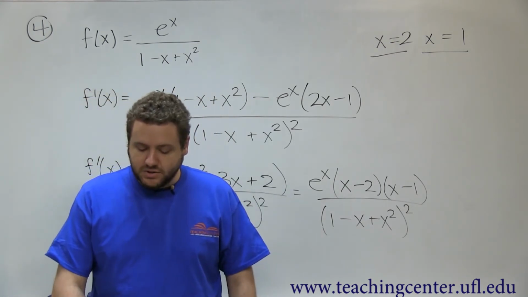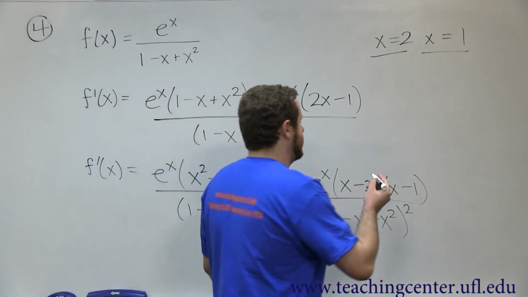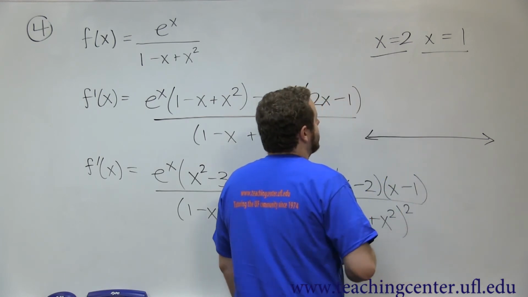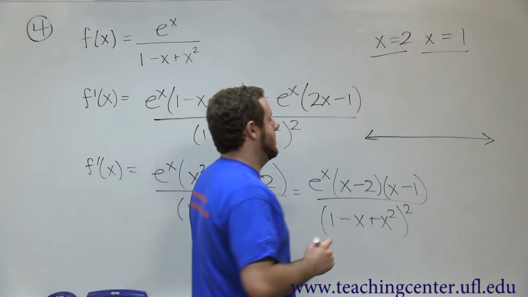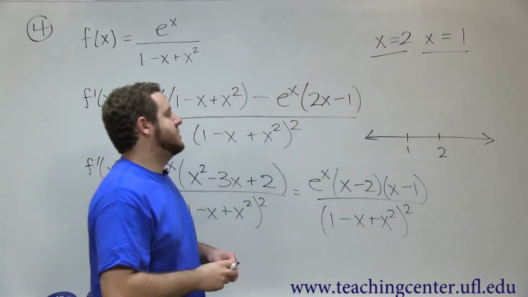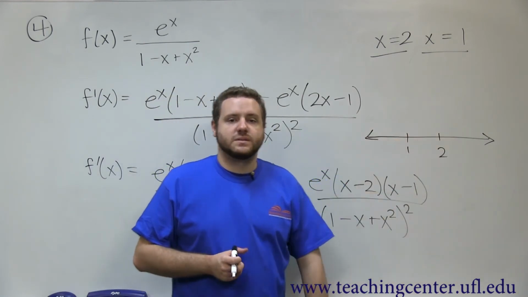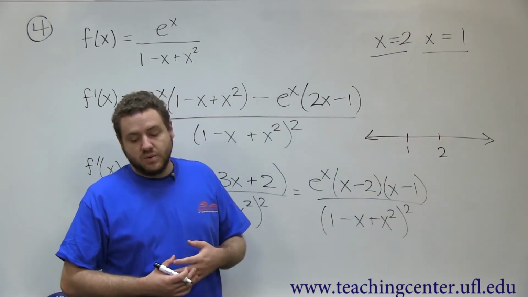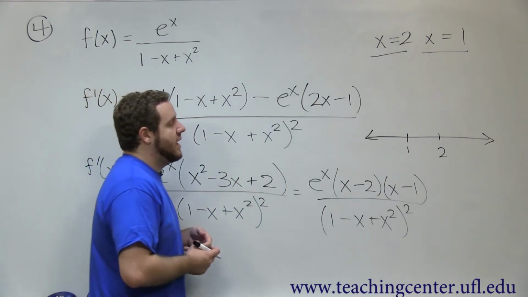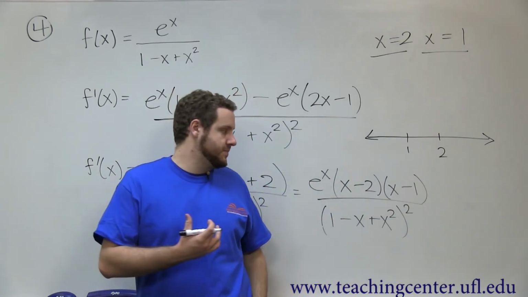Then the second question: are they mins, maxes, or neither? In that case, we need to do our first derivative test and set up a number line. Our only critical values are 1 and 2, so that's all I'm going to put on the number line. And remember, for this, we just need to check what's happening on either side of these, because if the derivative is positive, then we know that the function is increasing. If it's negative, then it's decreasing. And how the increasing and decreasing connect tells us if they're maxes or mins.